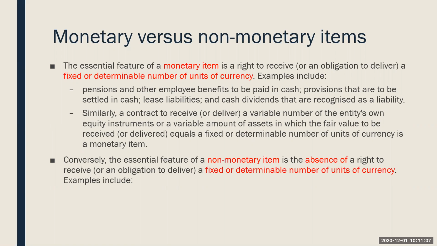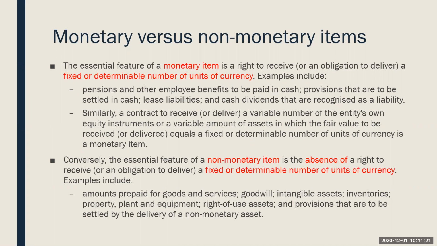Conversely, an essential feature of a non-monetary item is the absence of a right to receive or an obligation to deliver a fixed or determinable number of units of currency. Examples would include amounts that are prepaid for goods and services. So you don't have anything to be paid again, or you won't be getting cash back. You will be receiving goods and services in return. Goodwill, intangible assets, inventories, property, plant, and equipment, right of use assets, provisions that are to be settled by the delivery of a non-monetary asset.